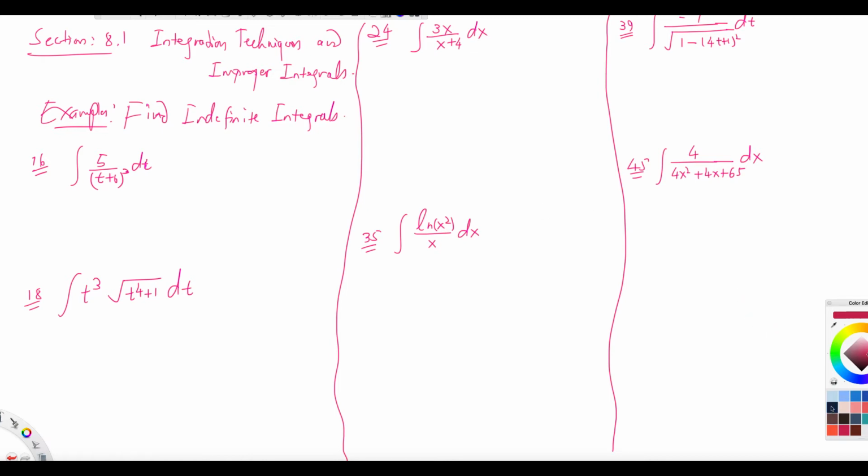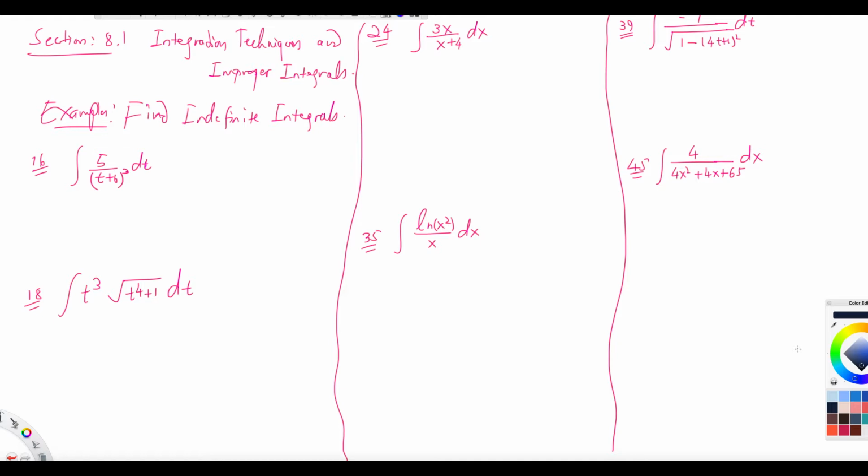So the very last section for test 2 is section 8.1. Section 8.1 is basically the review of chapter 5. There are different ways of finding the integrals, and chapter 7.